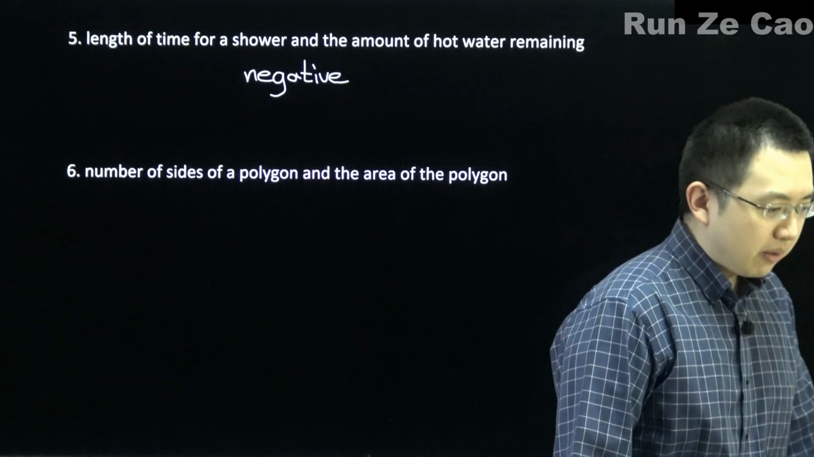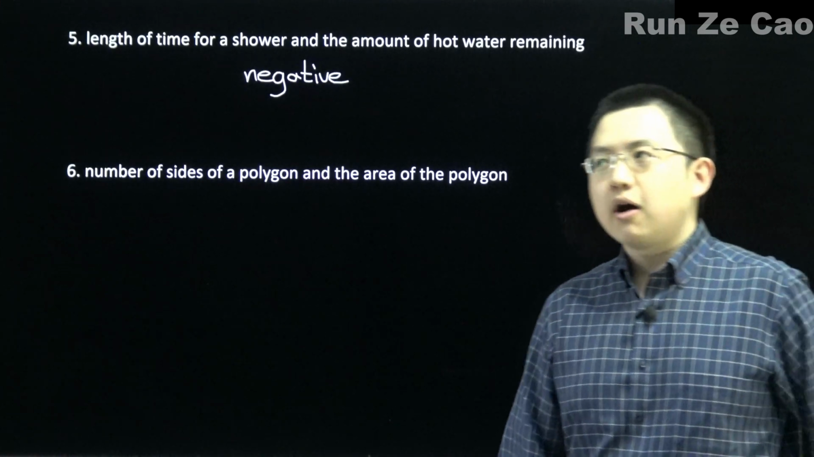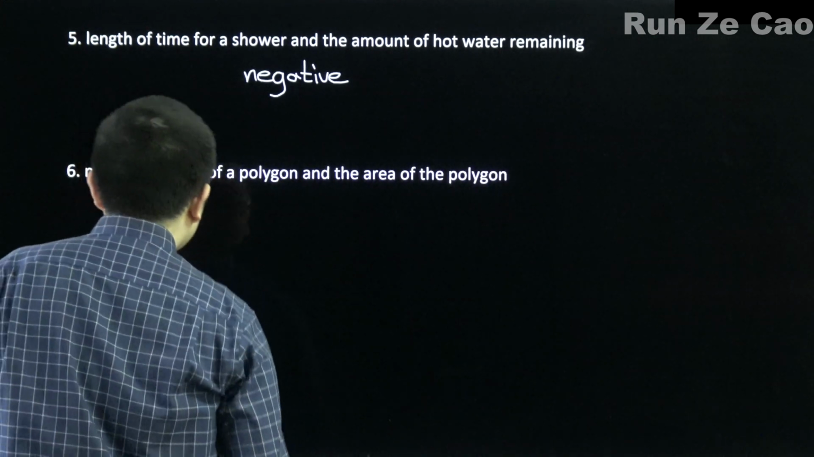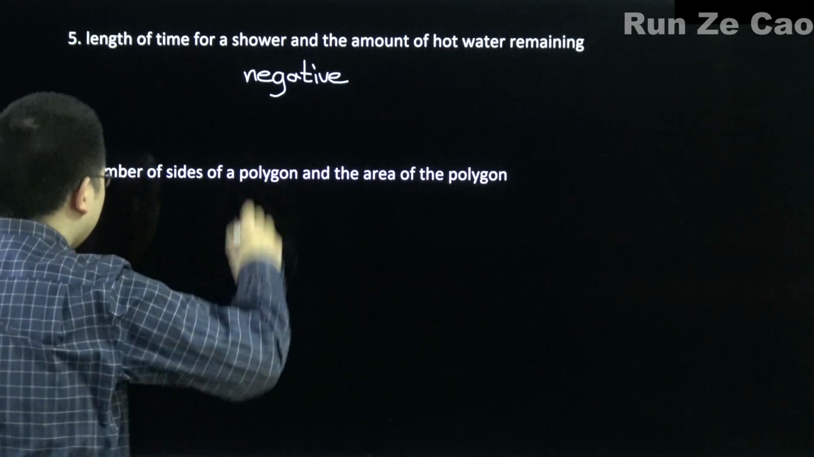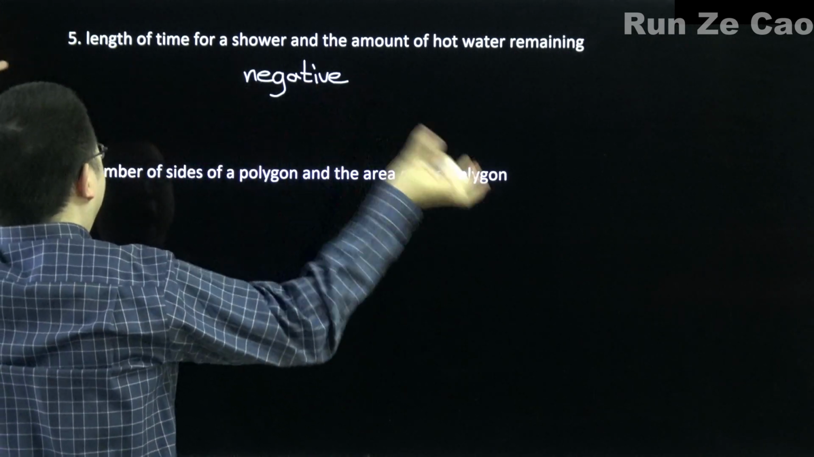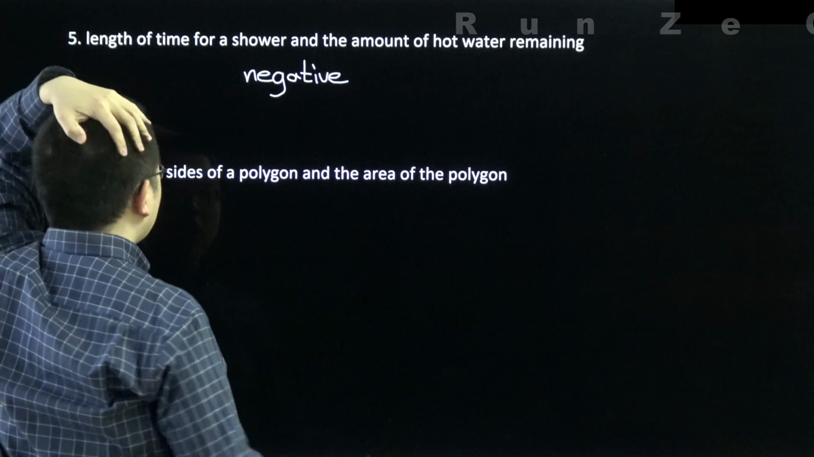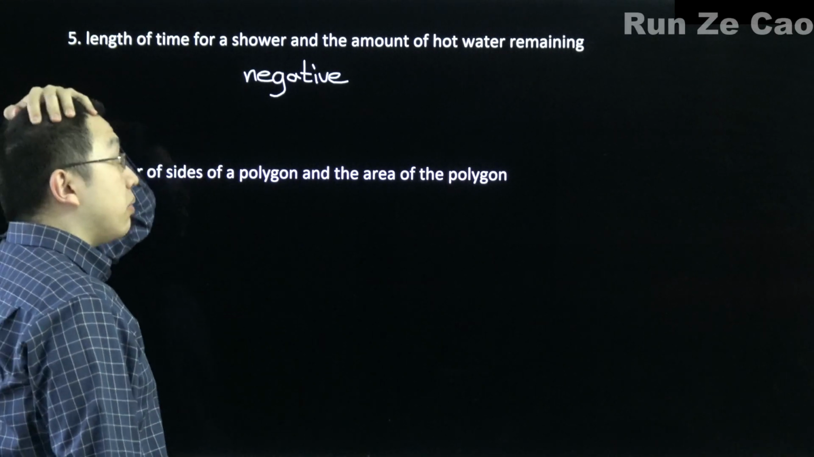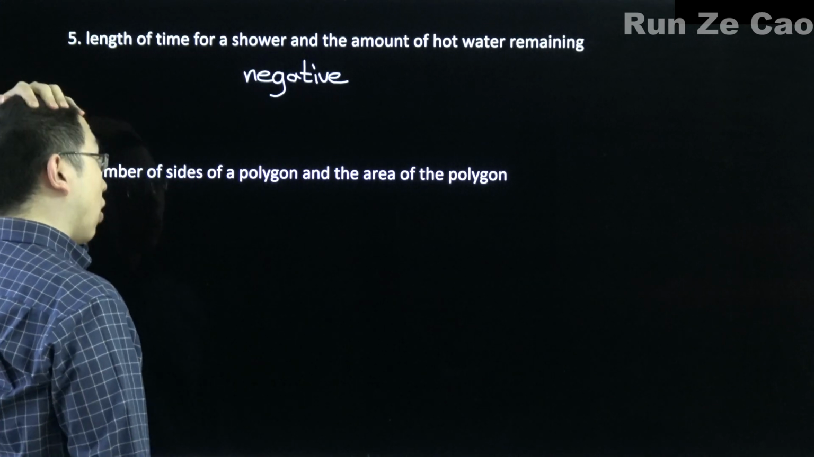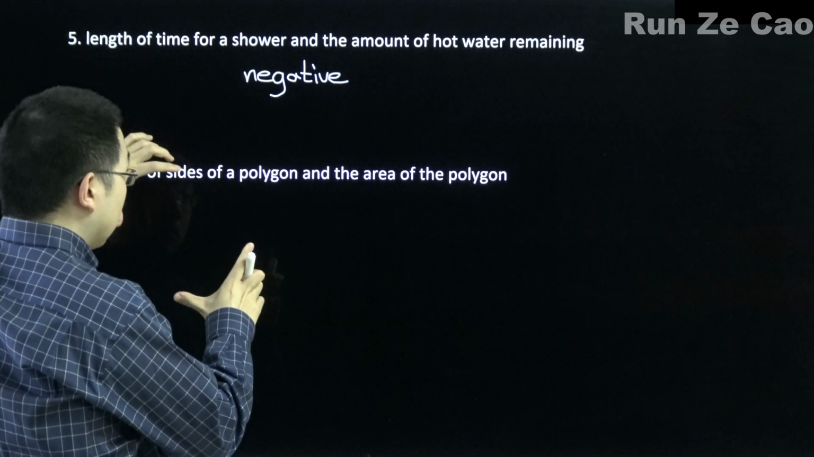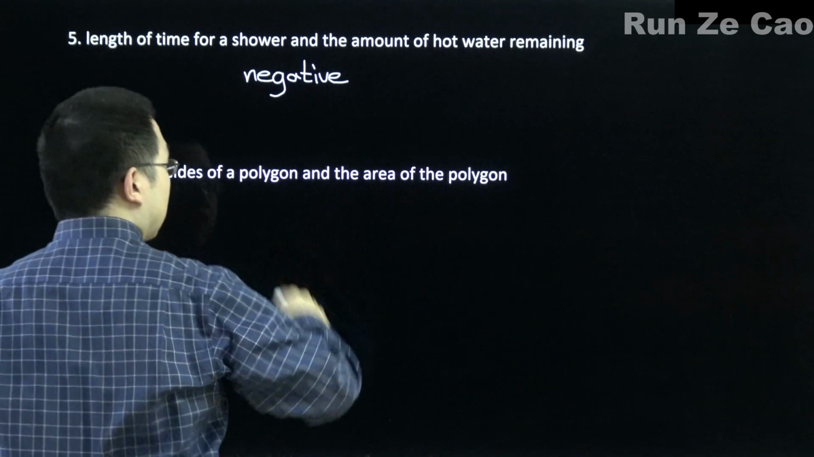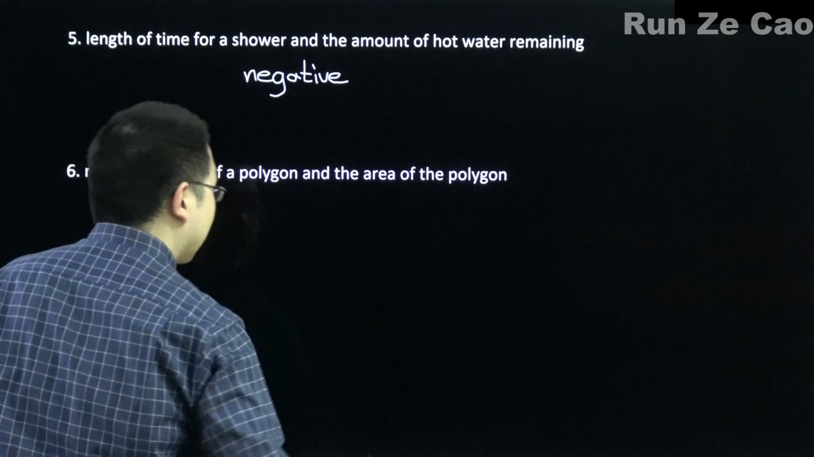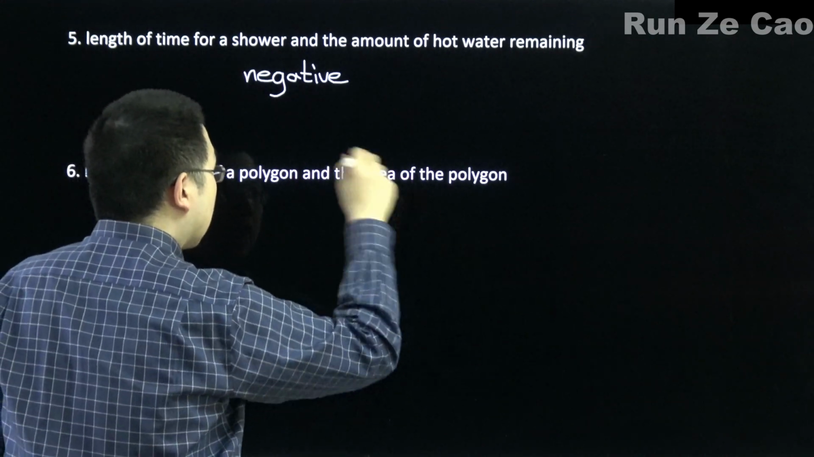Number of sides of a polygon and the area of the polygon. Okay. Draws tiny square, draws big square. How does the number of sides of the polygon possibly affect the area? I mean, if you said number of sides of a polygon inscribed in the same circle, sure. If you make a circle and you fit a triangle in it, it's not going to take up as much area as fitting a square in it, or a pentagon, or a hexagon.